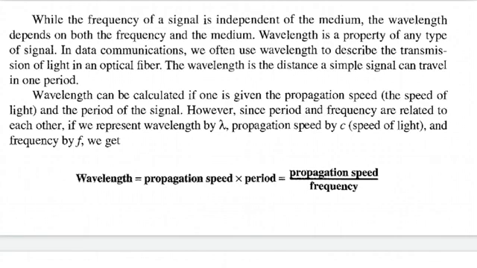In data communication, we often use wavelength to describe the transmission of light in an optical fiber. The wavelength is the distance a simple signal can travel in one period. Wavelength can be calculated if one is given the propagation speed and the period of the signal. However, since period and frequency are related to each other, if we represent wavelength by lambda, propagation speed by c, and frequency by f, wavelength equals propagation speed times period, which equals propagation speed divided by frequency.